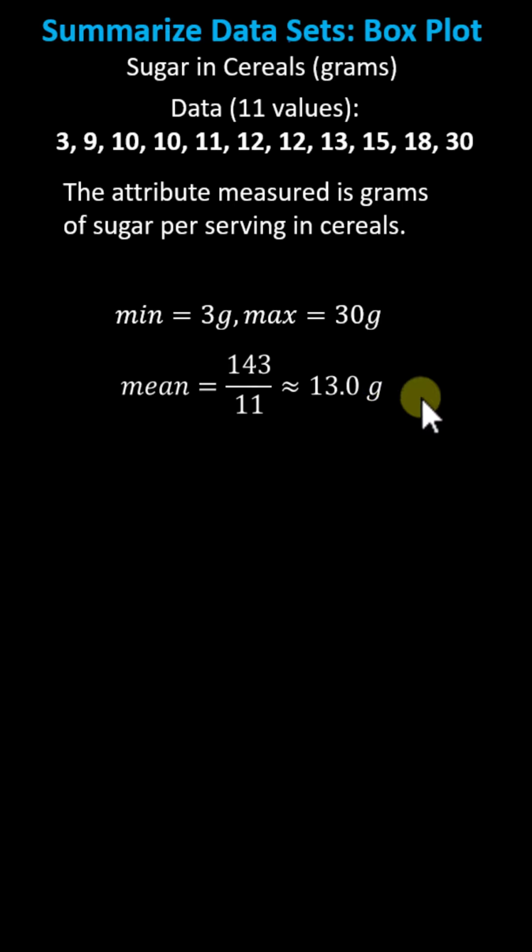The second measure of center is the median. Recall the median is the data value in the middle when the data is ordered from least to greatest. Because we have 11 data values, the data value in the sixth position is the median. Notice we have 5 data values below and 5 data values above the median. The median is 12. We now determine quartile 1 and quartile 3.